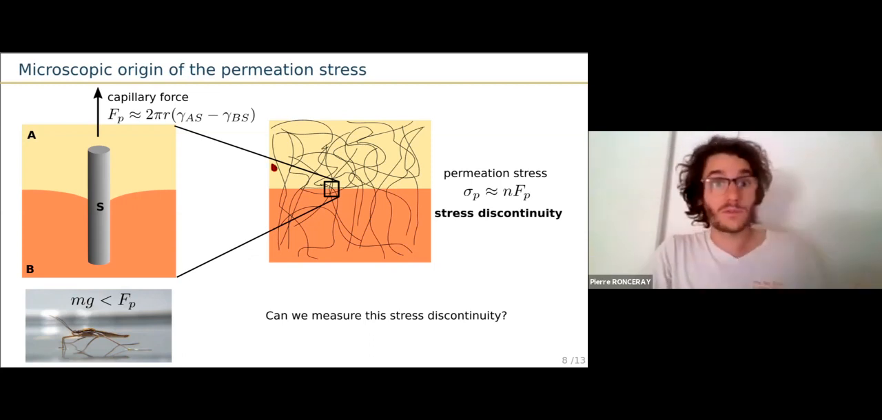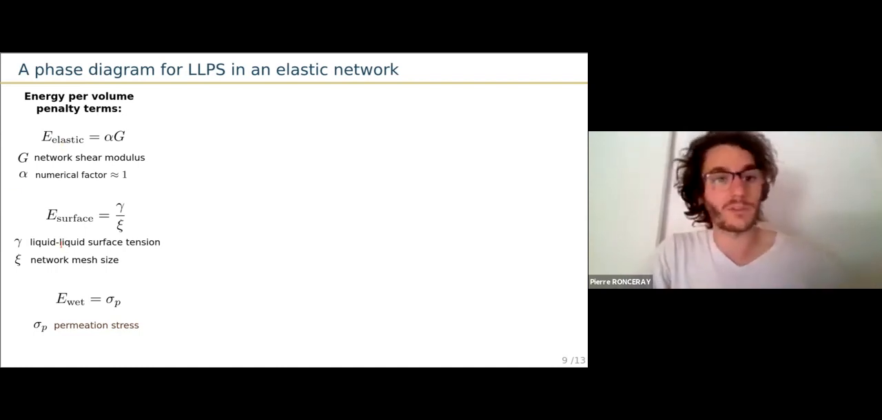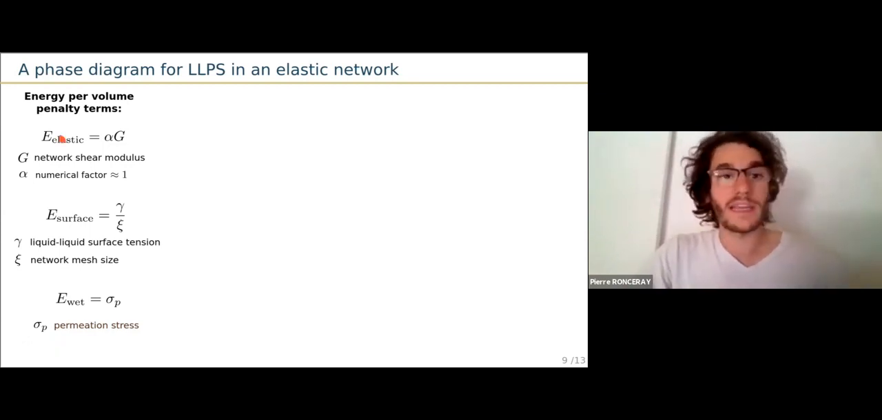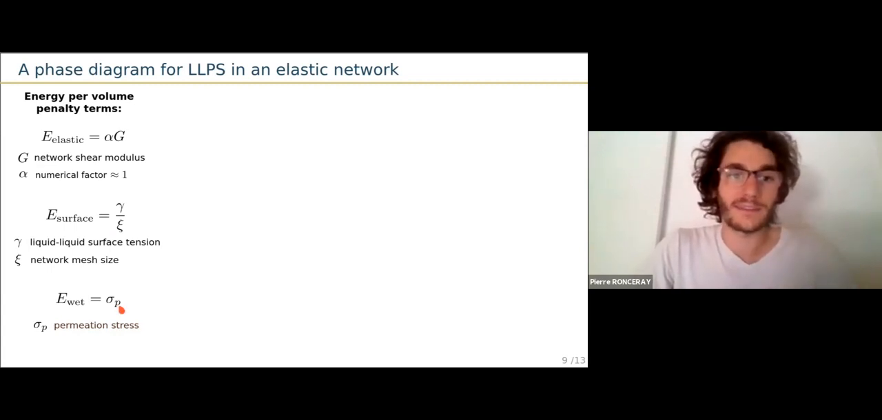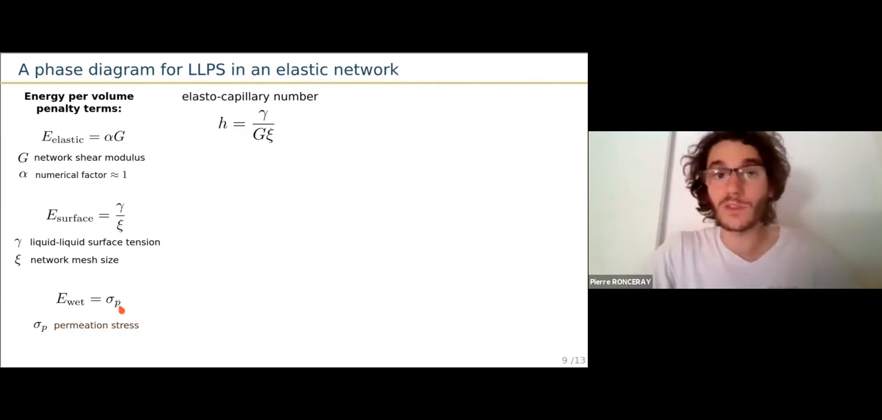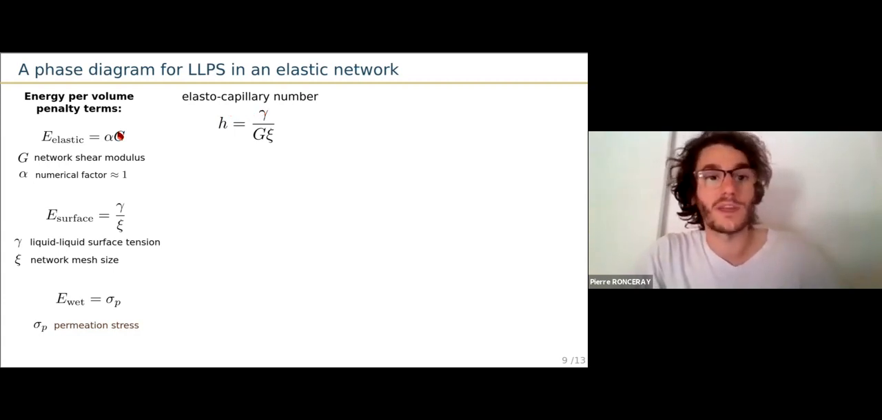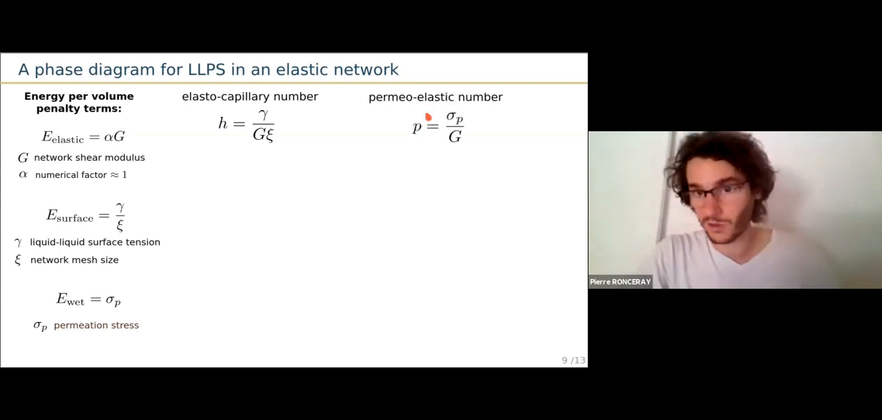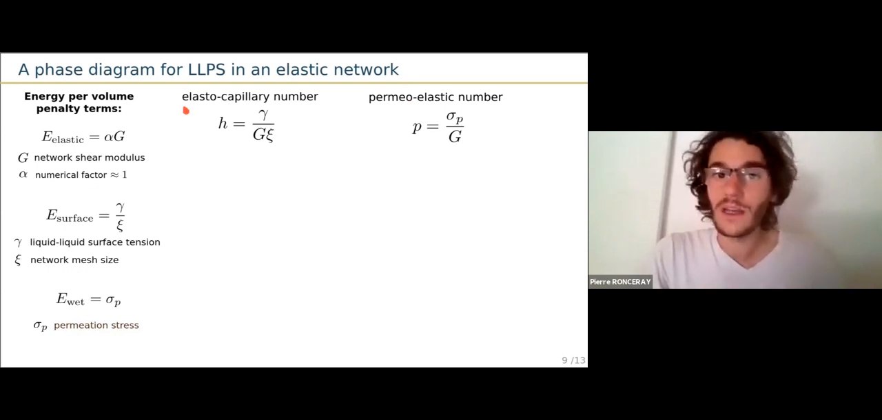Now, moving back to our liquid-liquid phase separation scenarios, we have three scenarios: cavitation, microdroplets, and permeation, characterized by three dominant energy costs: the elastic energy, the liquid-liquid interfacial energy, and the liquid-solid wetting energy. Using these three scaling laws, we can define two dimensionless numbers: the elastocapillary number, that I construct by dividing the surface by the elastic energy, and the permeoelastic number, that I construct by dividing the wetting and the elastic energy.